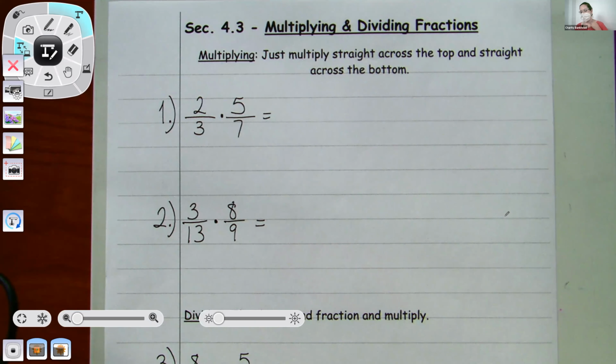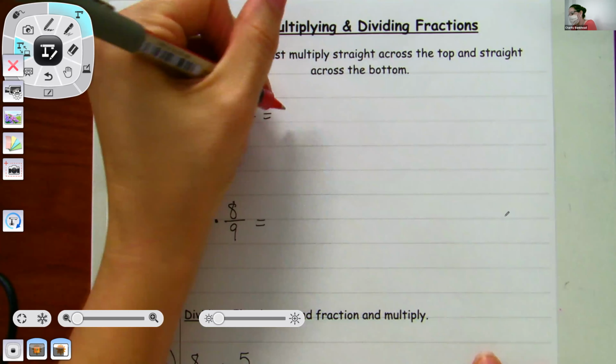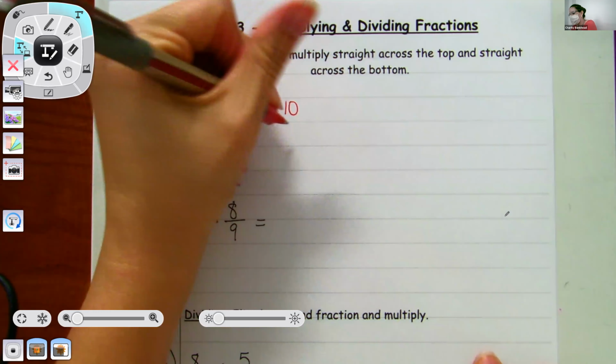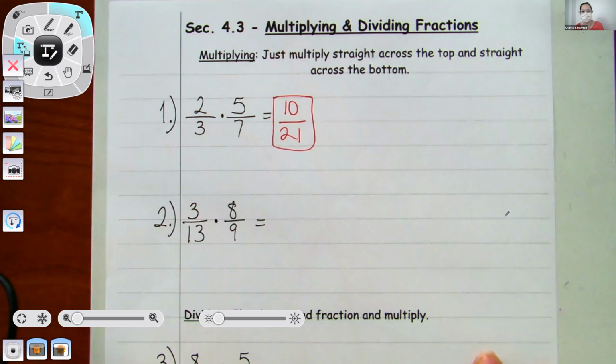So the good thing with multiplying and dividing fractions, you do not have to find the LCD. When you're multiplying, you just multiply straight across. I would recommend doing any reducing that you can before you multiply. But on number 1, there's nothing to reduce, so just multiply straight across. So 2 times 5 is 10, and 3 times 7 is 21. So 10 over 21 is the answer.